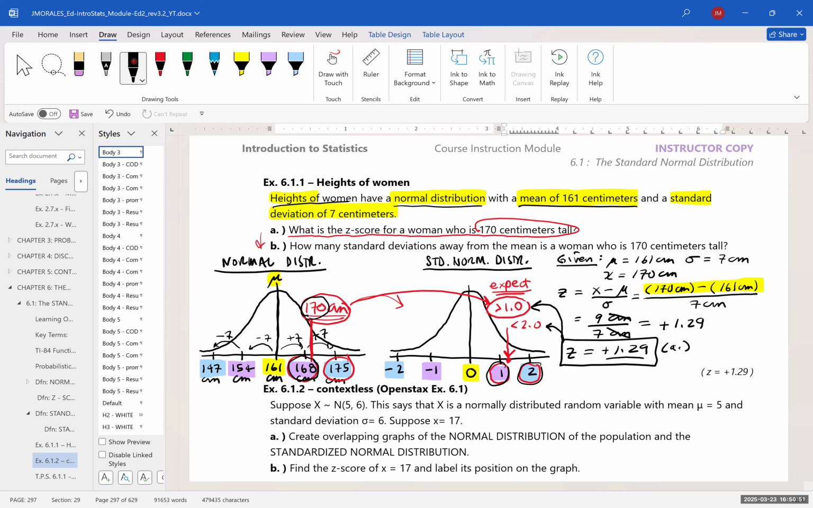Part B is, how many standard deviations away from the mean is a woman who is 170 centimeters tall? And the answer is 1.29 standard deviations above the mean. And that's the answer for part B.